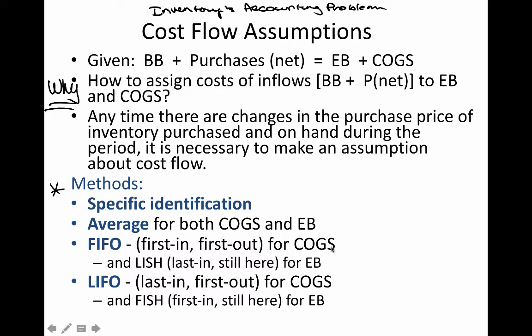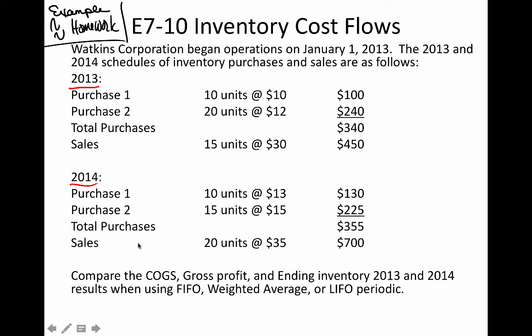for valuing the cost of goods sold, which means the last ones in are the ones still here for valuing the ending balance. Or the third method is LIFO, last in, first out, for valuing the cost of goods sold as far as the flows of the costs, and first in, still here, for valuing the ending balance. So in your homework, you'll be doing the average, the FIFO, and the LIFO under periodic. Here are the facts.